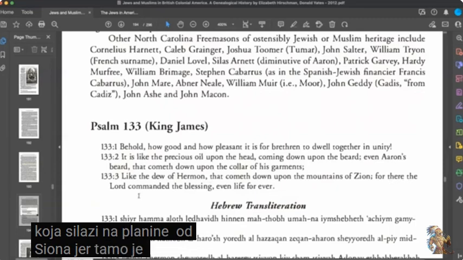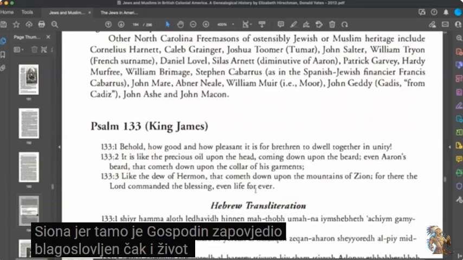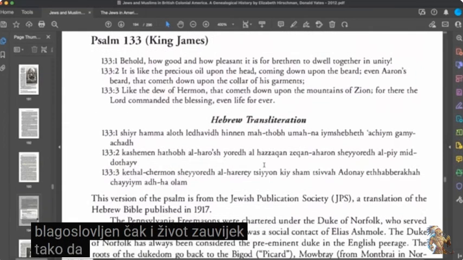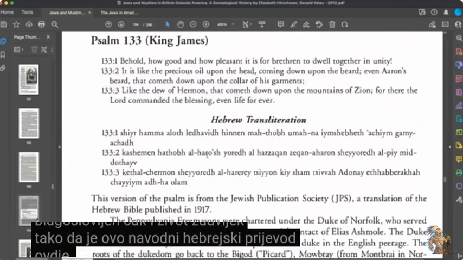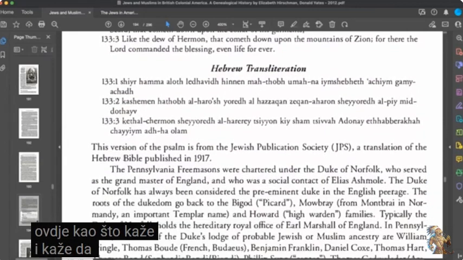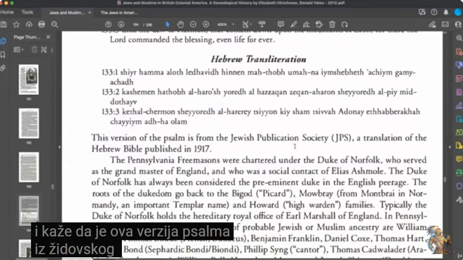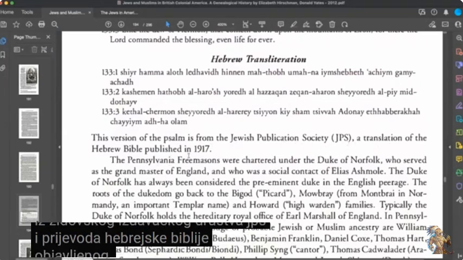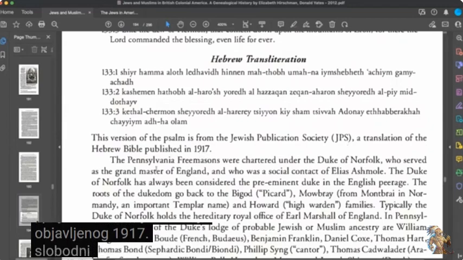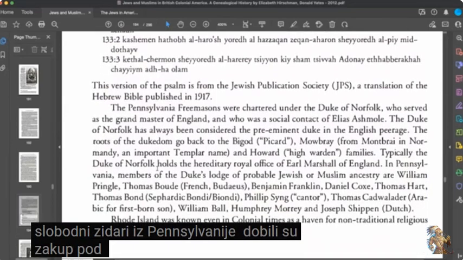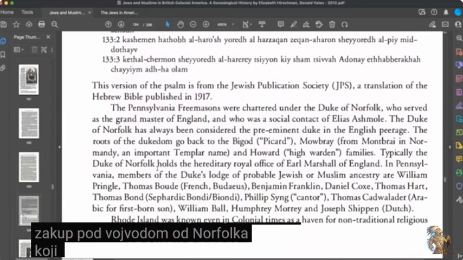For there the Lord commanded the blessing, even life forever. So this is a supposed Hebrew transliteration here, as it says. And it says, this version of the psalm is from the Jewish Publication Society, JPS, translation of the Hebrew Bible published in 1917.